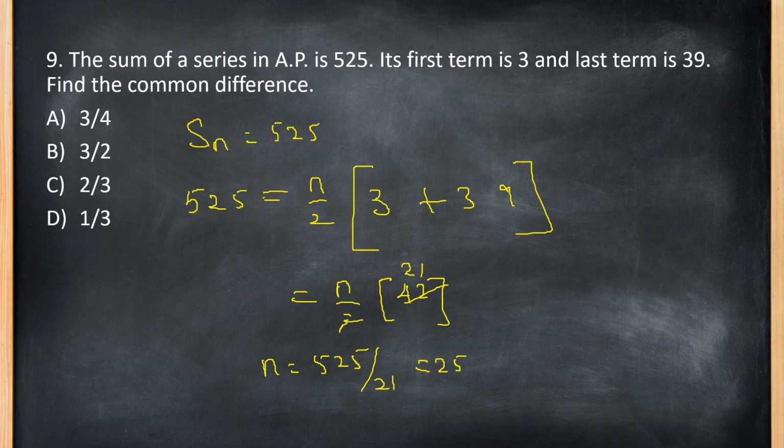A common difference we need to find. So common difference, how do I find? The value of n is 25. So let us take it this way.